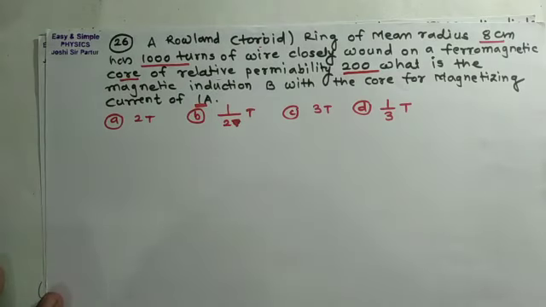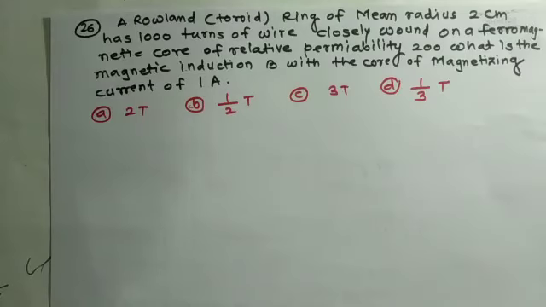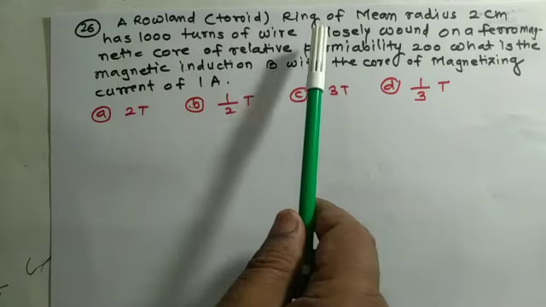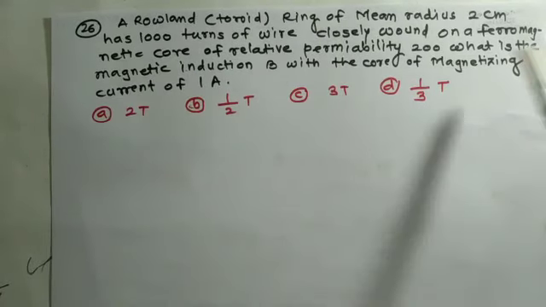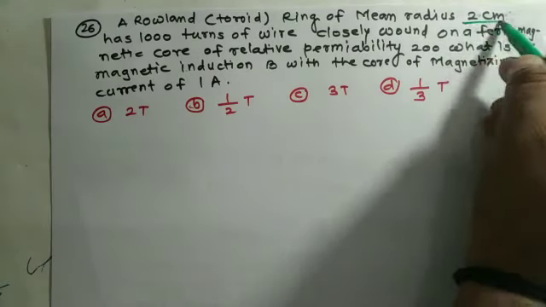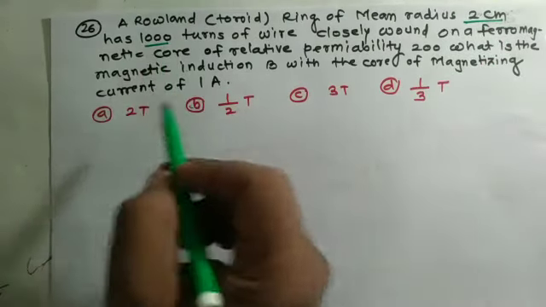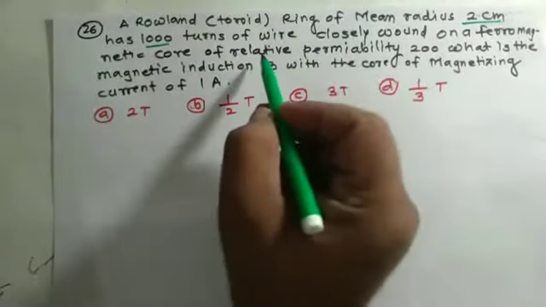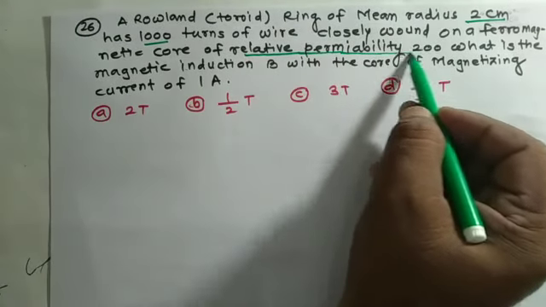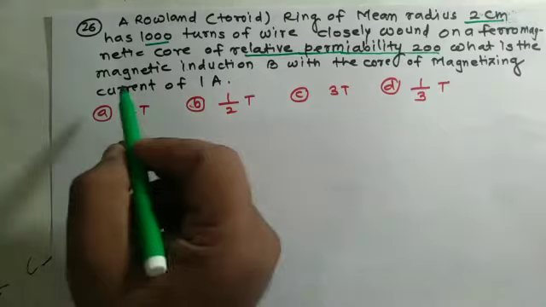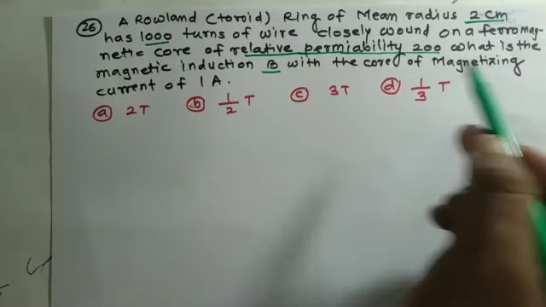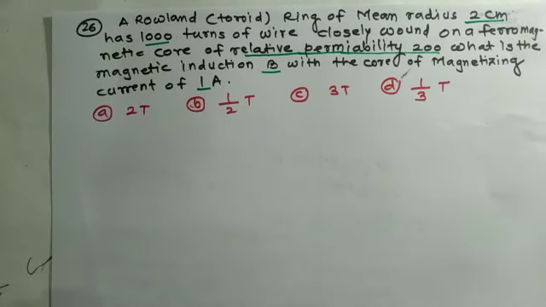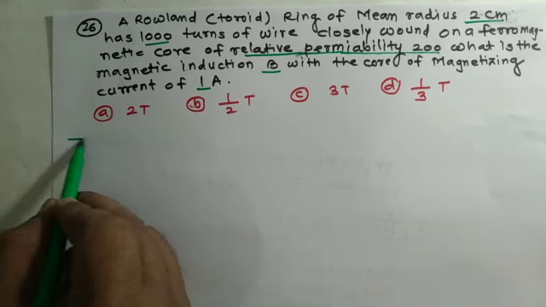So here we can use a formula. A Rowland ring or toroid means a circular ring of mean radius 2 cm, and number of turns 1000 of wire closely wound on a ferromagnetic core of relative permeability 200. What is the magnetic induction with the core, for a magnetizing current of 1 ampere? Such an example can be solved.